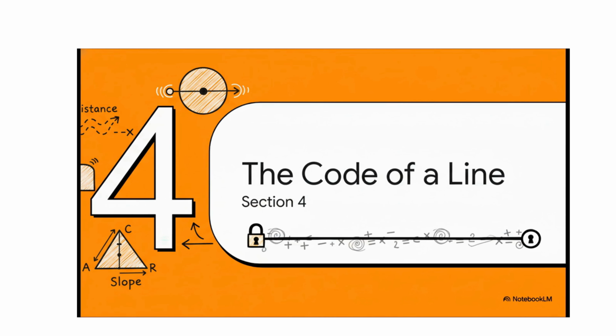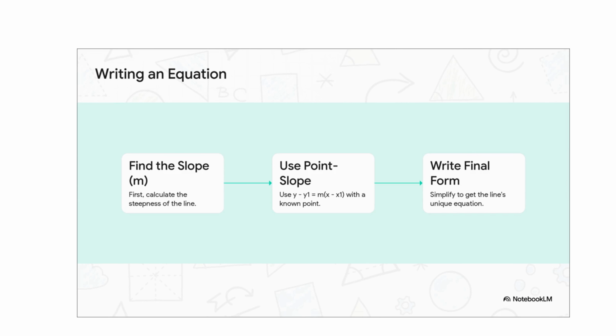So we have our toolkit: distance, midpoint, and slope. Now let's put it all together. Because with these three tools, we can write the unique code for any straight line in the entire universe, its equation. And it turns out there's a simple three-step recipe for this. First, you find the slope. Second, you take that slope and any single point from the line, and you plug it into this handy template here, the point-slope form. From there, you just tidy it up, and you've created the final equation. It's a rule that every single point on that infinite line has to follow.